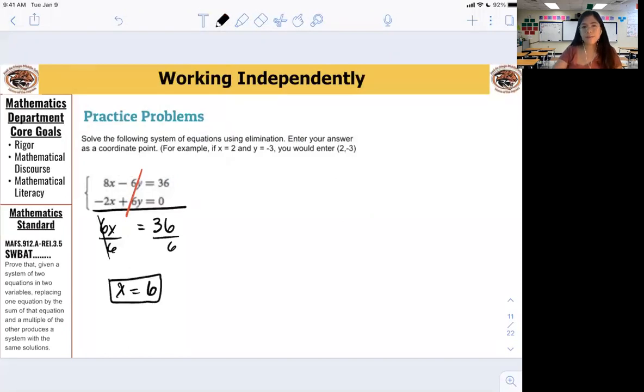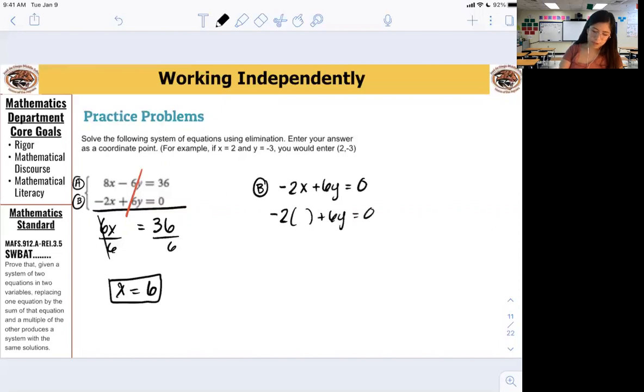Now what do I do? We plug that into our other equation. Should I plug it into A or B? Whichever. You would do B? Sure, let's do B. Okay, plugging this in for B. What's negative 2 times 6? -12. Negative 12 plus 6y equals 0.